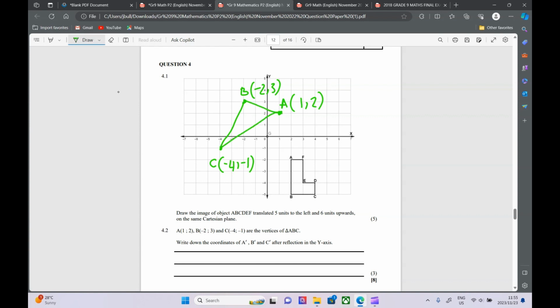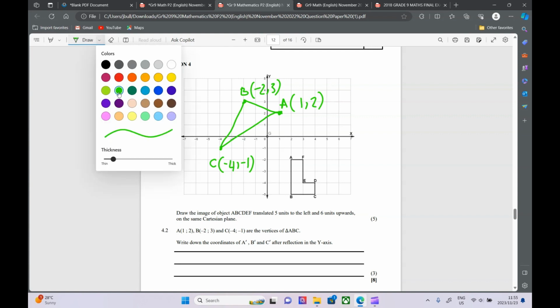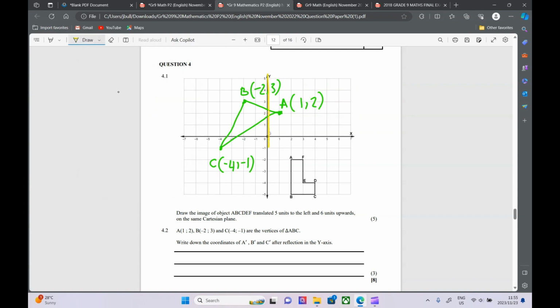Okay, it really is worth it. If they give you points like this, draw them on so we can see what we're working with. You see, write down the coordinates of the image after reflection in the y-axis. So they want us to look at this y-axis. Okay, and they want us to look at this line, and they want us to reflect the shape across this line. So it's a little bit tricky to think about.